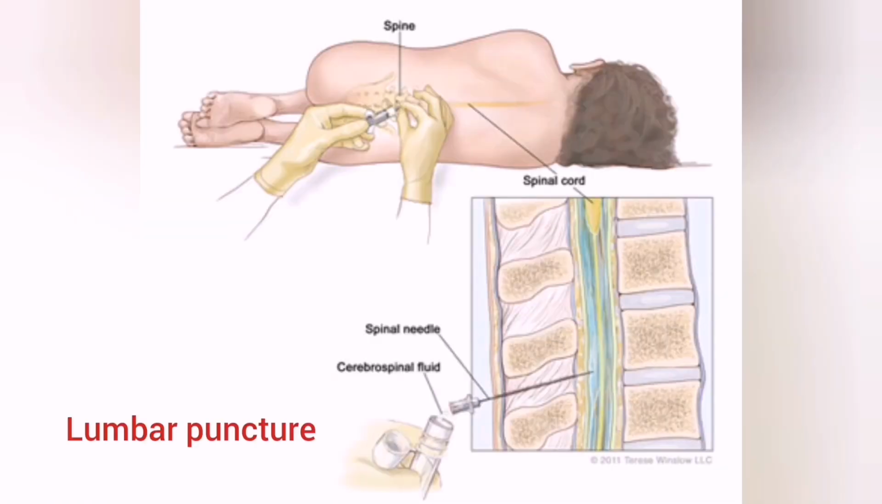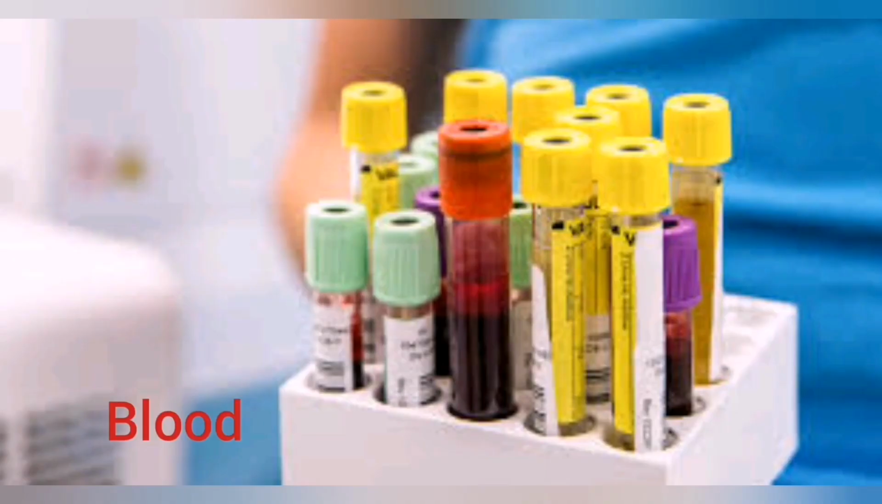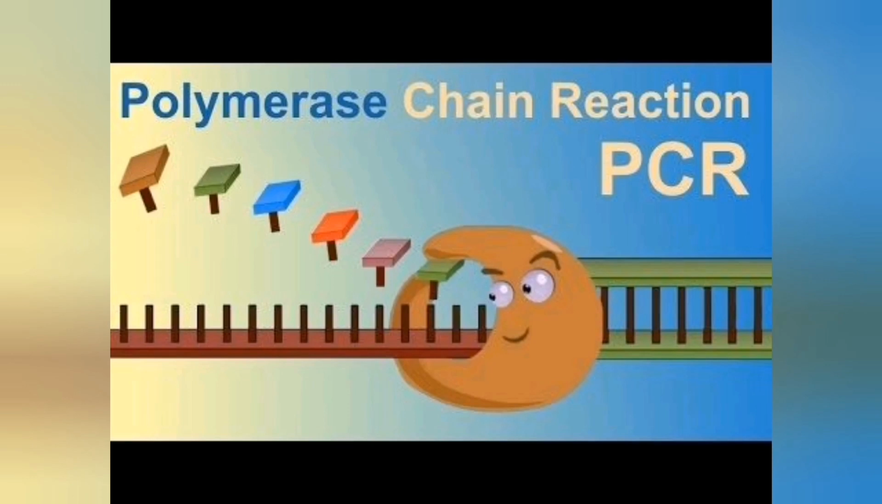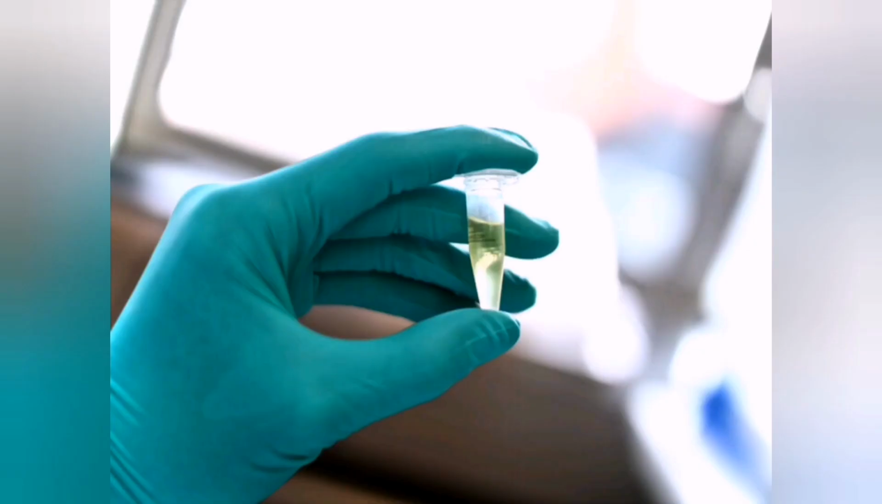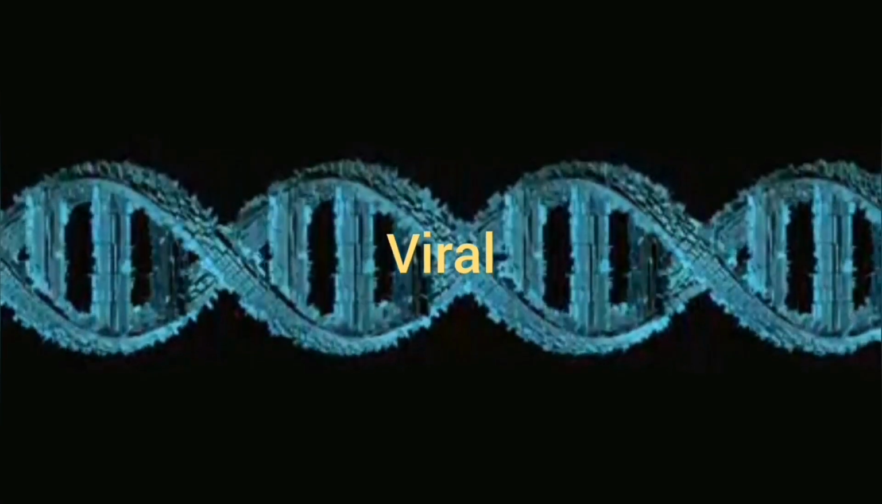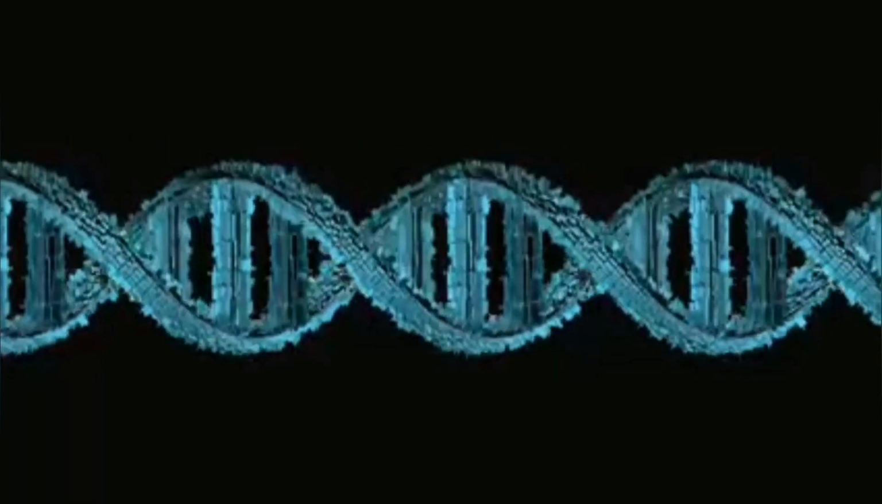Other tests include lumbar puncture, which is also known as spinal tap, blood test, urine analysis, and polymerase chain reaction or PCR testing of the CSF, or cerebrospinal fluid, to detect the presence of viral DNA, which is a sign of viral encephalitis.